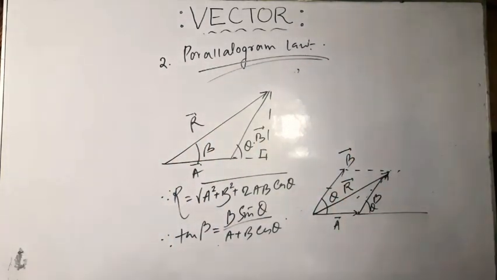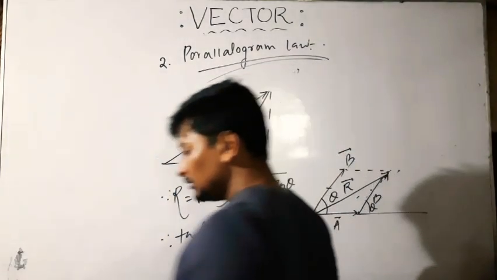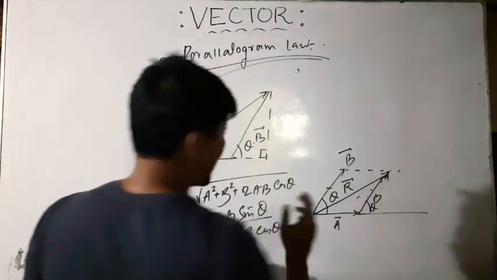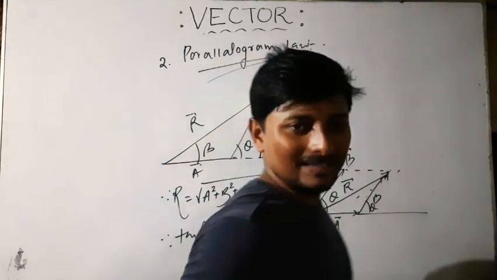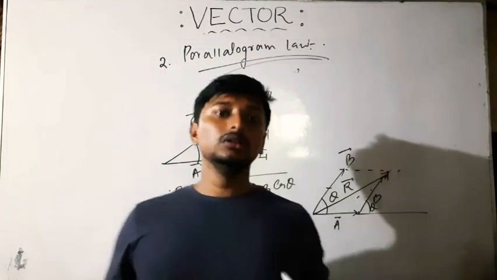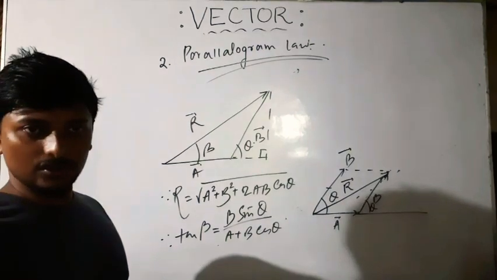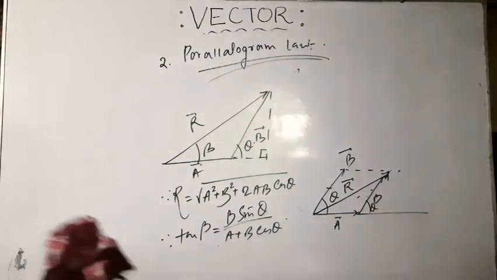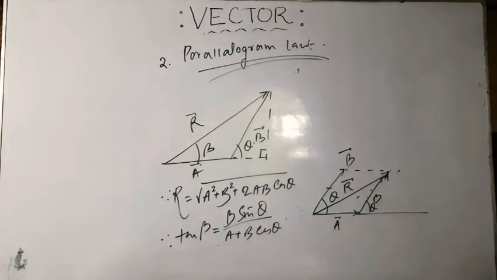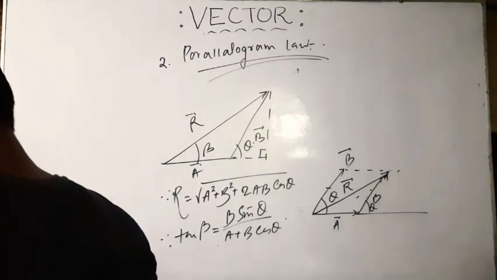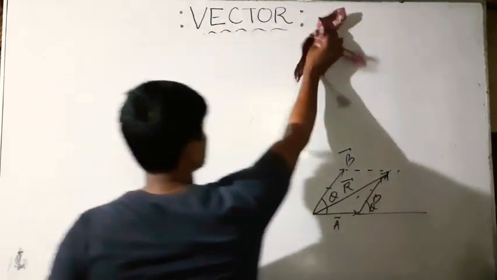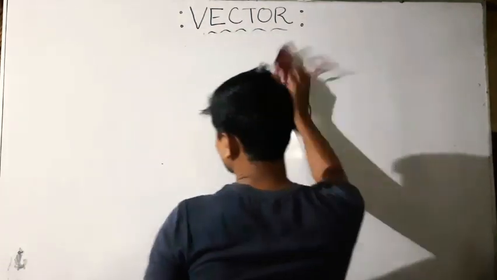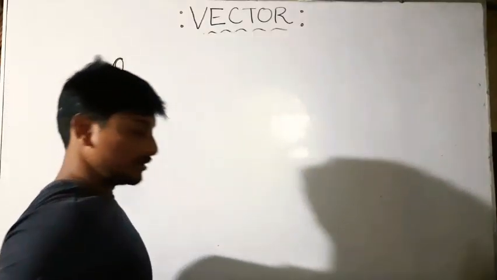Understood this too? Okay, now we understood about the triangular law and the parallelogram law. Now let me do an example and show how to apply them, how to do a particular sum by using these two laws. Okay, now we will be taking an example. So now let me give you a question.